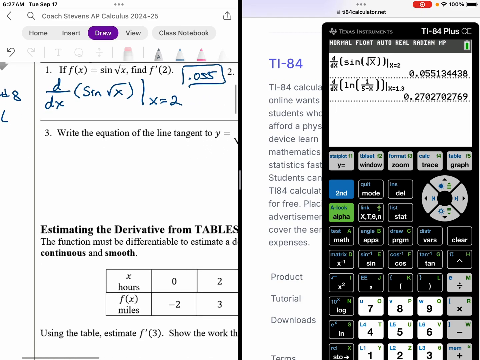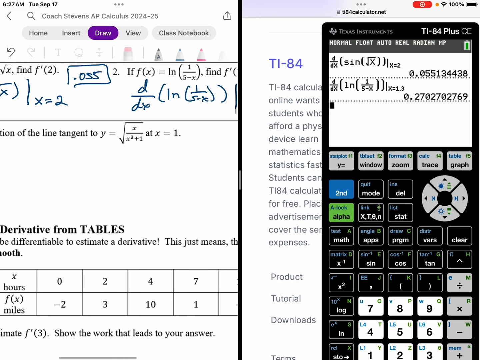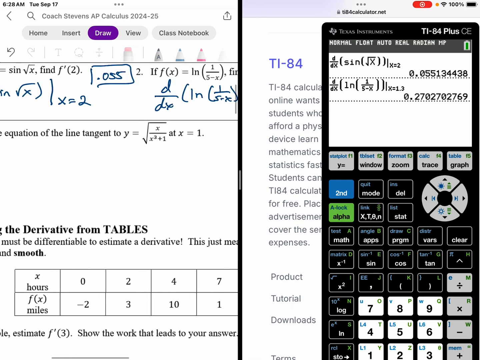All right, let's see, write an equation for the tangent line. So this wants us to do the whole thing. We've already found the slope of the tangent line. Now we want to write the equation of the tangent line. So we're going to do some of what we just did in problems 1 and 2. We just have to add a little bit more.